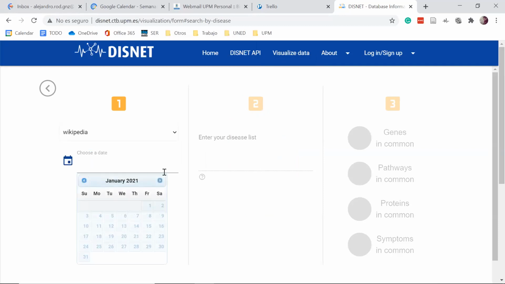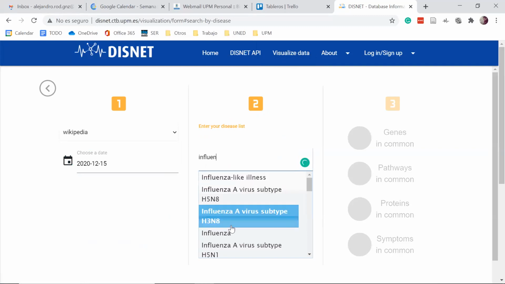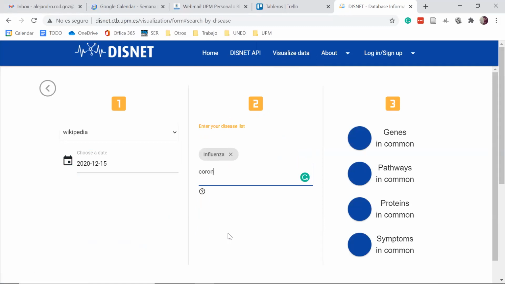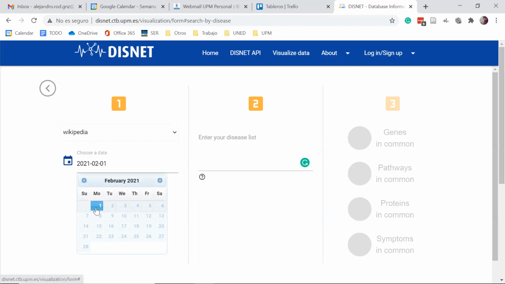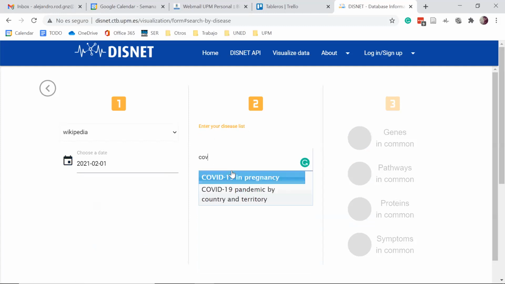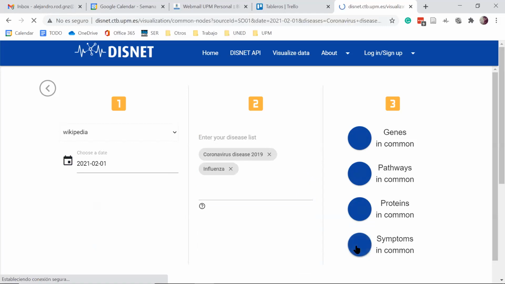Okay, there are some snapshots that are not available, but for example, influenza. I don't know if in this snapshot I have coronavirus. Maybe not. Maybe by COVID. COVID in pregnancy. No, I just want COVID, coronavirus disease. Okay, and influenza. And I will try to see symptoms in common.